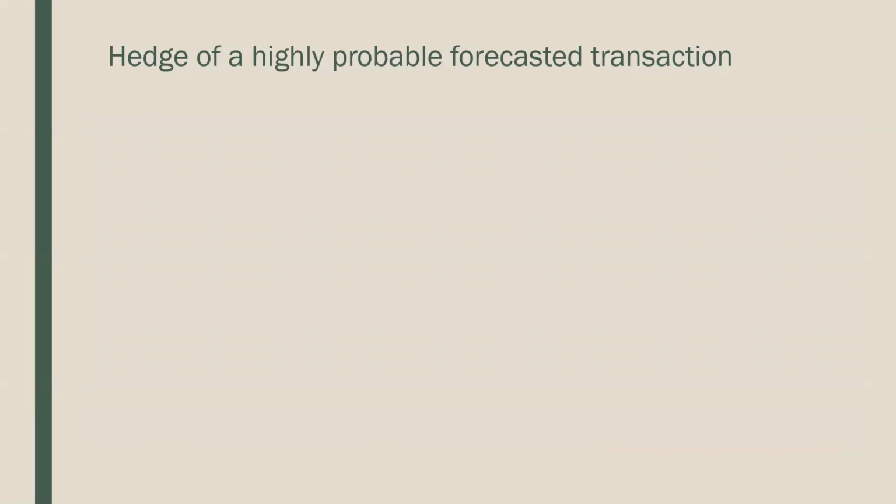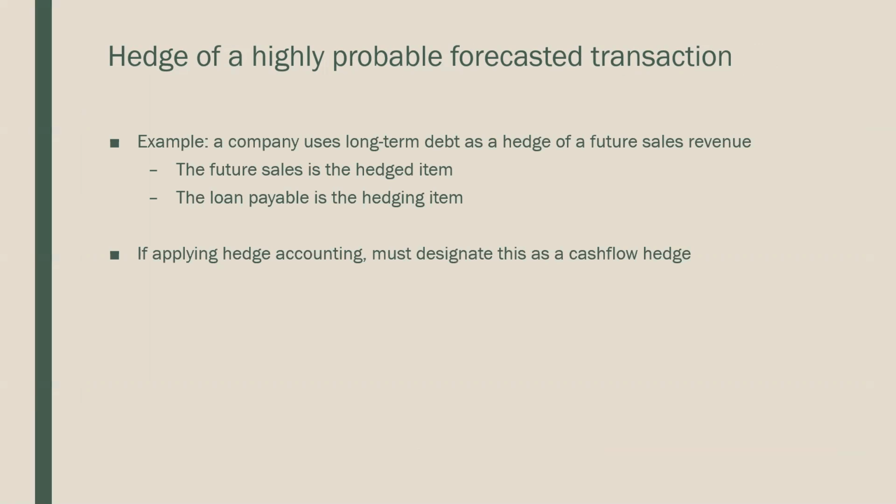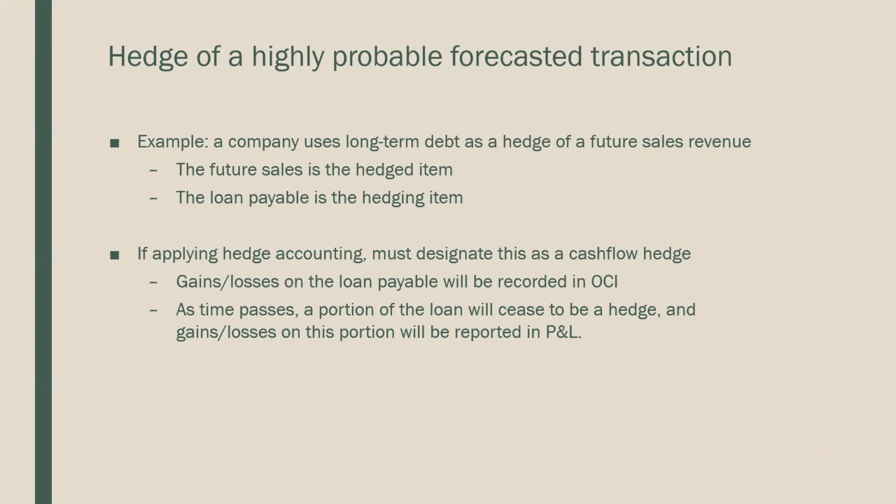When hedging a highly probable forecast transaction, we're talking about, say, a company using long-term debt as a hedge of a future sales revenue. The future sales is the hedged item, the loan payable is the hedging item. If we choose to apply hedge accounting, we must designate it as a cash flow hedge. So gains and losses on the loan payable, the hedging instrument, will be recorded in other comprehensive income. And what happens is, as time passes, a portion of the loan will cease to be a hedge, and the gains and losses on that portion will be reported in profit or loss.